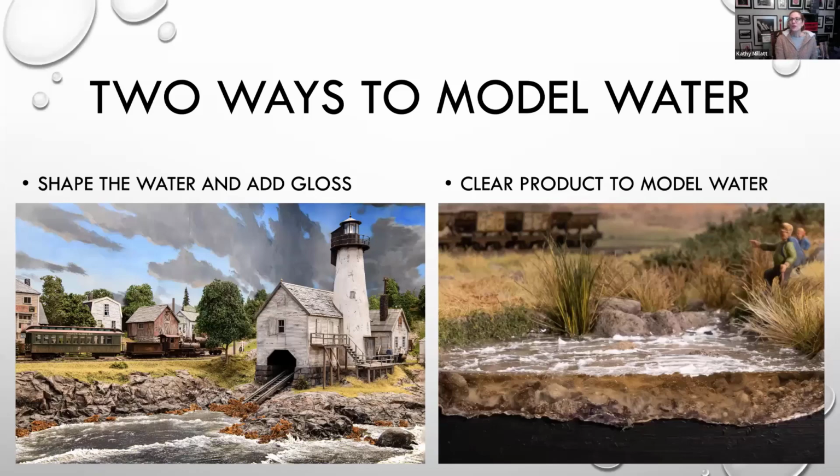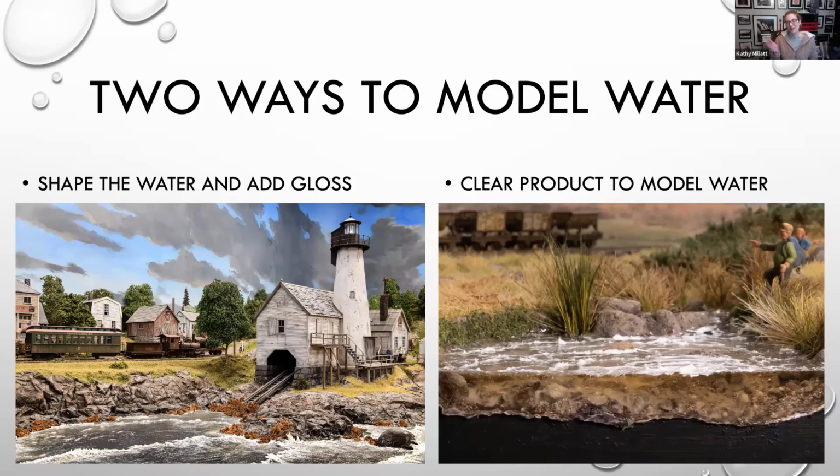So there are two main ways you can model water. The first is to do a solid model of the water. The picture on the left is Trolls Kirk's coastline layout. I went to see this in Sweden. It's one of the most stunning layouts I've ever seen. And he modelled that amazing ocean using flexible polyfiller. And he had a flat base. He used the polyfiller to create the waves, and then he painted them.